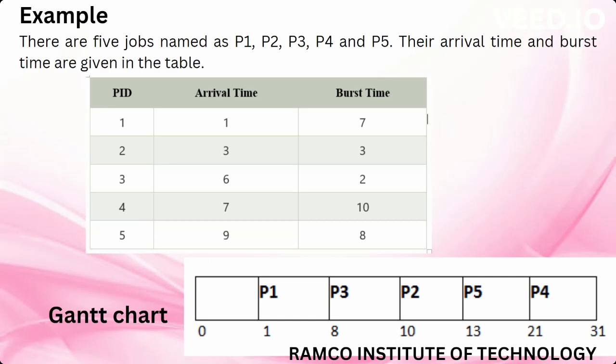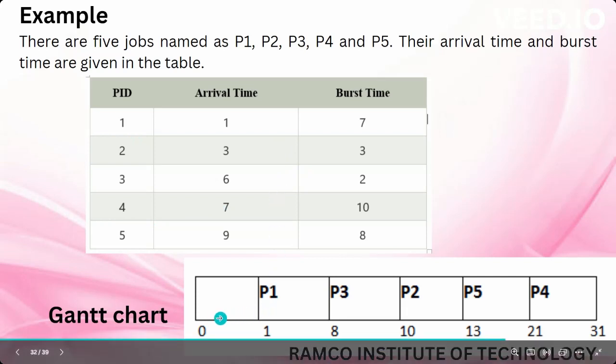So this is the example we have taken. There are 5 jobs named P1, P2, P3, P4, P5. Their arrival time and burst time are given. So from the table, we need to draw the Gantt chart. Here there are 5 processes, P1 to P5. No process arrives at time 0. Hence there will be an empty slot in the Gantt chart, from time 0 to 1.